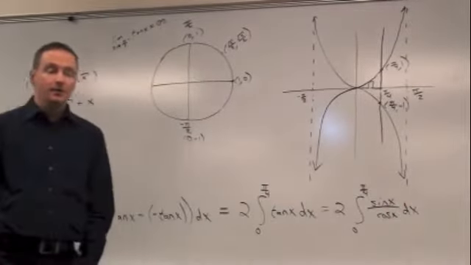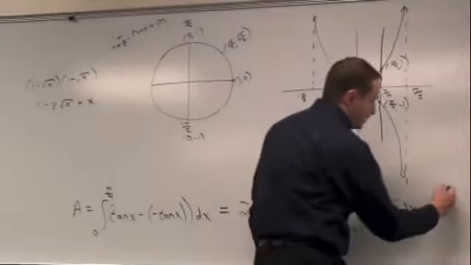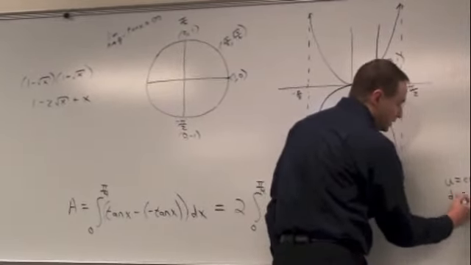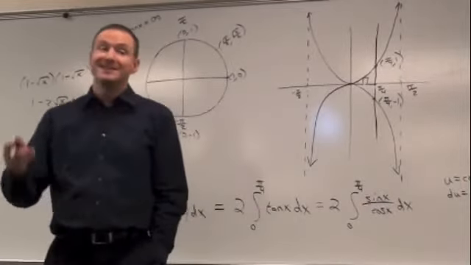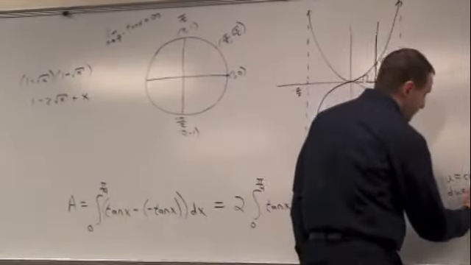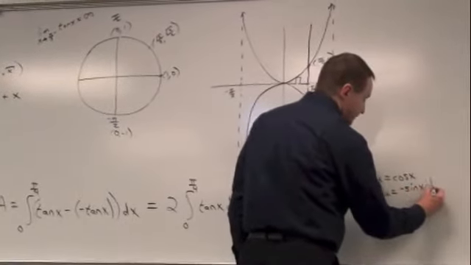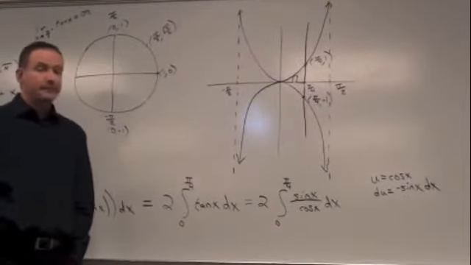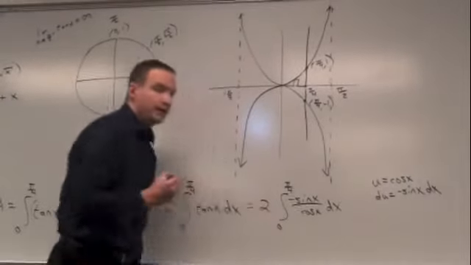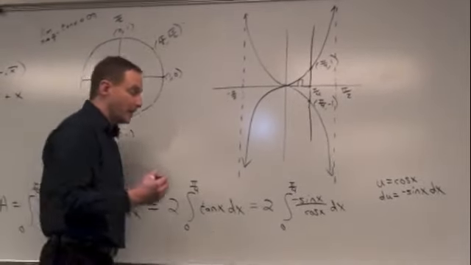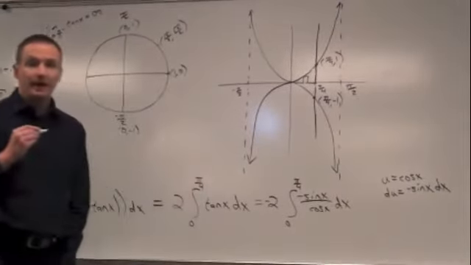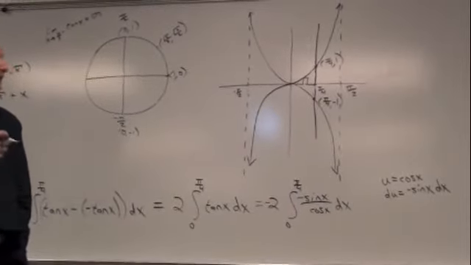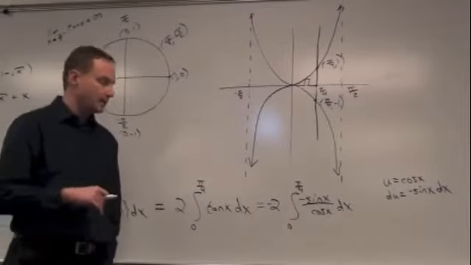And then you can do a u substitution. U is equal to cosine x. So du is the derivative of cosine, which is negative sine of x, with respect to x. So I need to see a negative sine of x dx in there. I don't, so I put it in, and I have to make up for that by also multiplying the outside by a negative. So now I have negative 2 times the integral of negative sine x over cosine x dx.